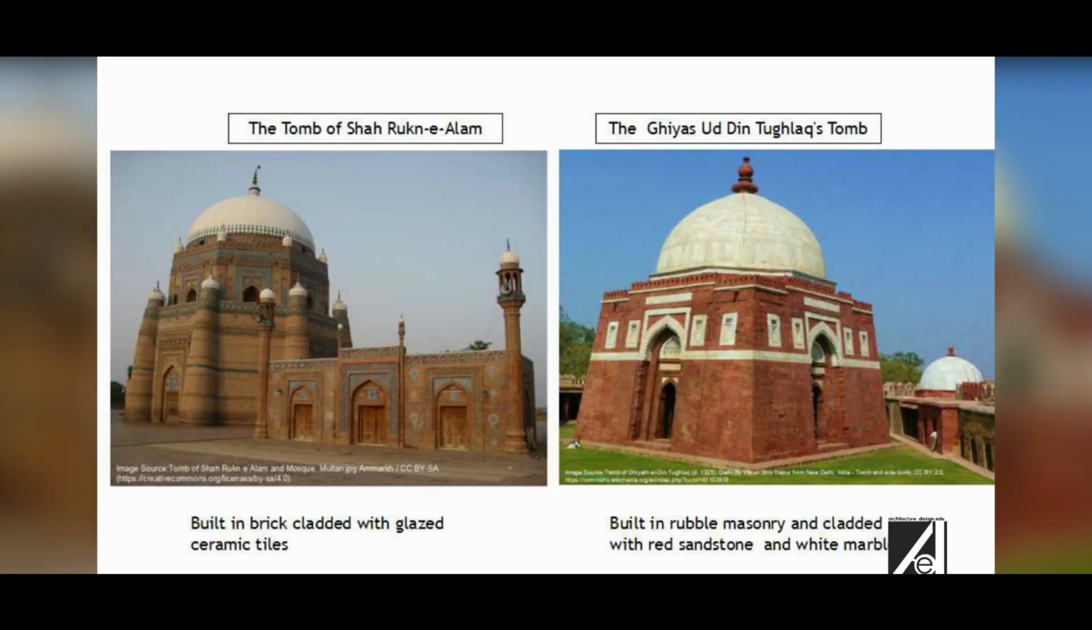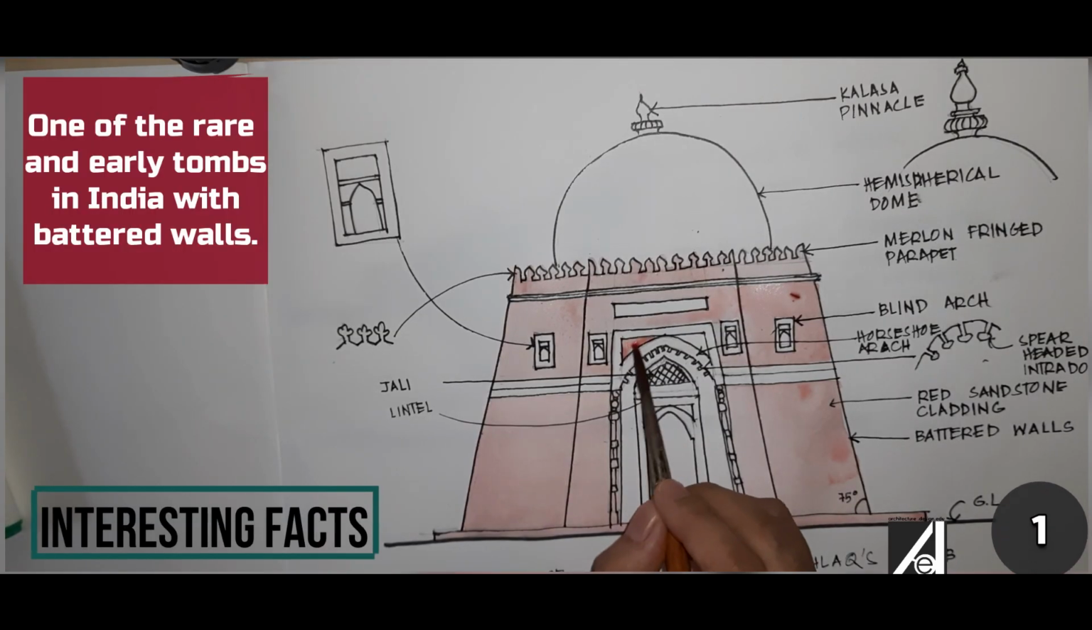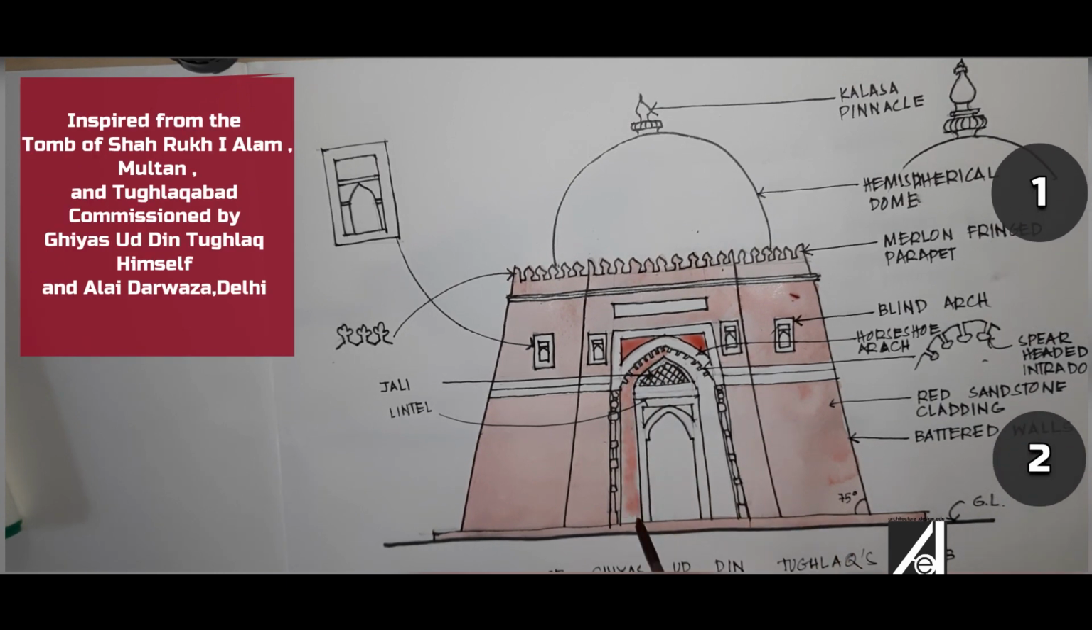The tomb of Shah Rukn-e-Alam was built in brick and cladded with glazed tiles, while the Alai Darwaza was built in rubble masonry and cladded with red sandstone and white marble. So the same we can see in the Ghiyasuddin Tughlaq's tomb. So these are the five interesting architectural facts for which this tomb is famous.